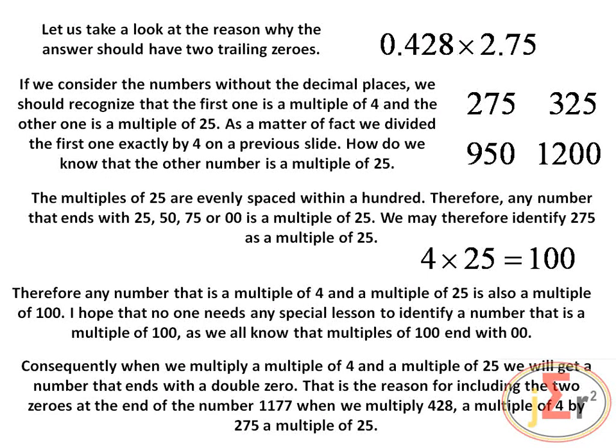1177 when we multiply 428, a multiple of 4, by 275, which is a multiple of 25. That is the result that we would get. Therefore, after we have gotten our digits, we need to include 2 trailing zeros, which will make this a multiple of 100, caused by the fact that we are multiplying a multiple of 4 by a multiple of 25.